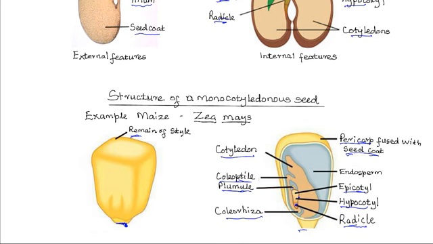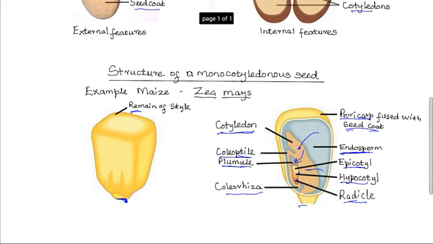So these are monocotyledonous seeds with only one cotyledon. Then there is a large endosperm. The main food storage structure in the maize seed is the endosperm. The cotyledon is present, but its main function is more of transfer, conveying of food materials from the endosperm to the growing embryo. Otherwise, the main food substances are stored within the endosperm of the maize grain.